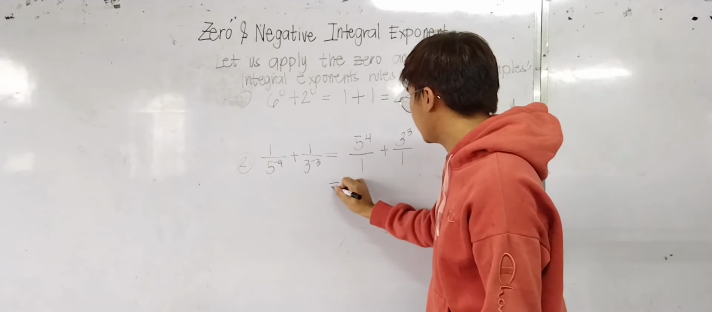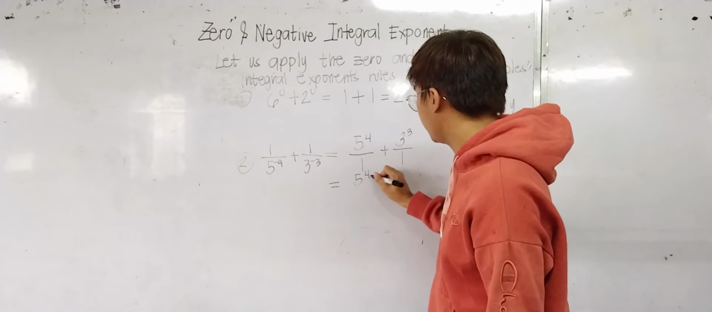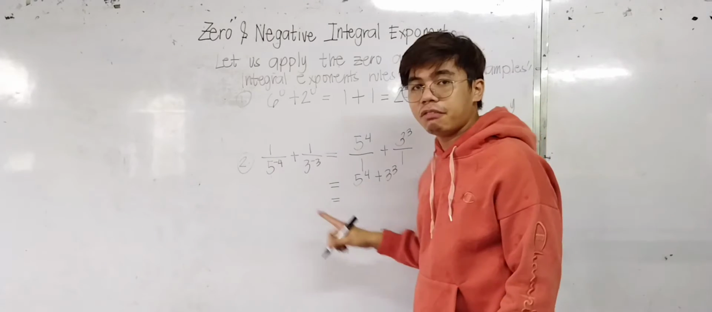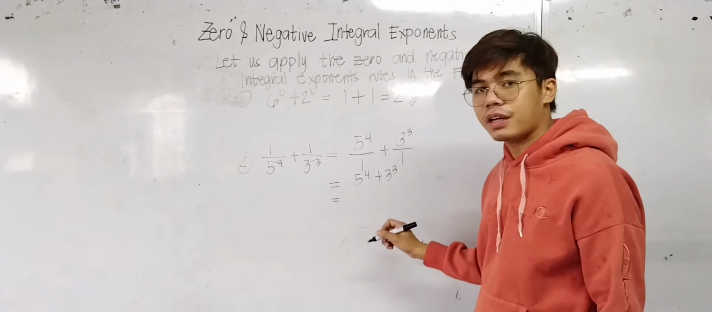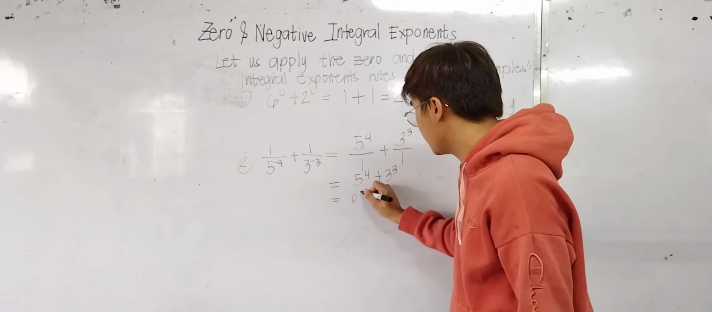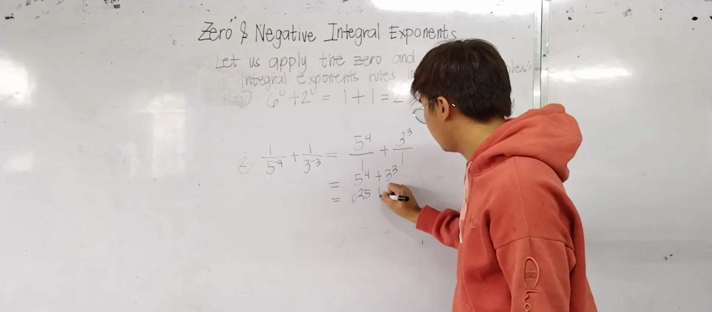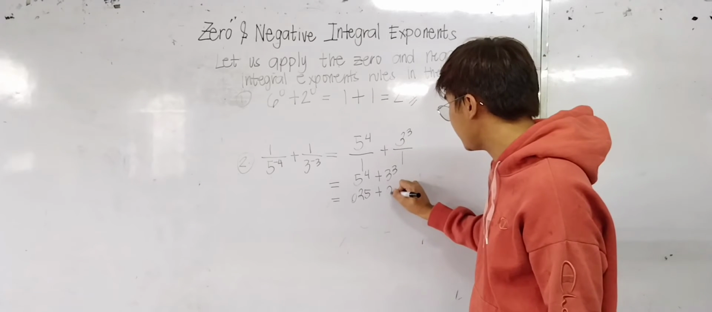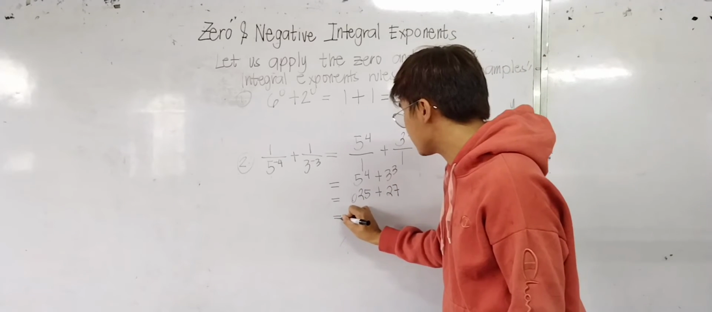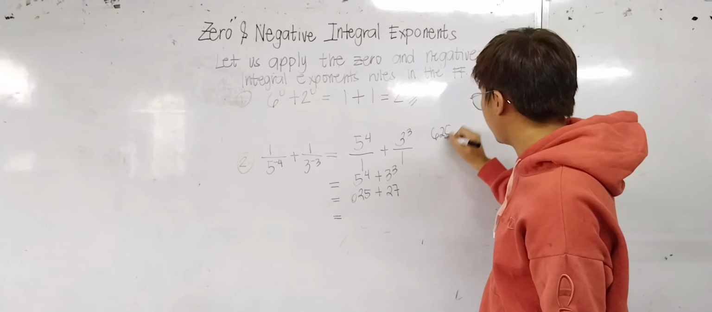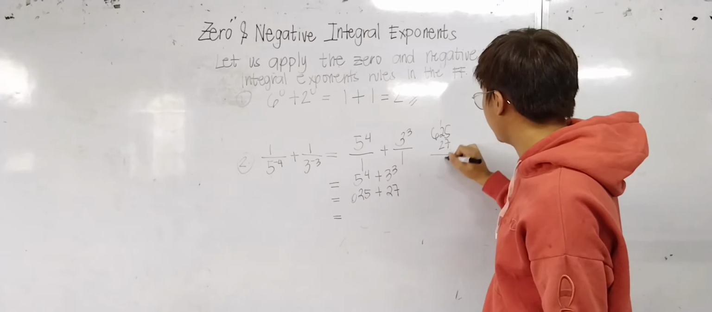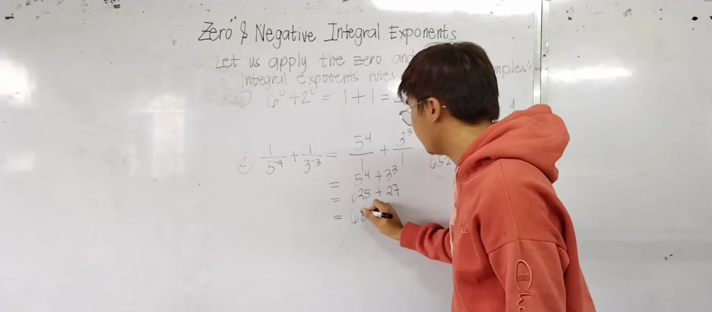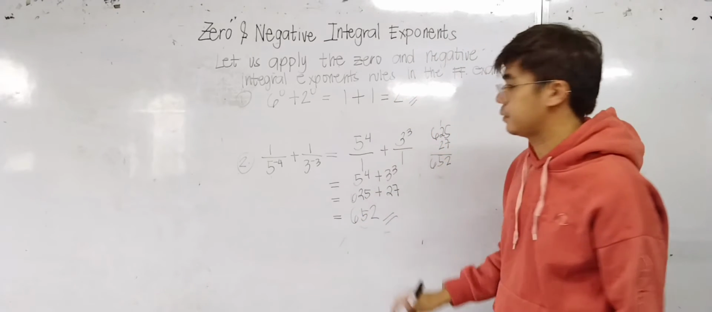So we have here the result, 5 raised to 4 plus 3 raised to 3. So we have 5 times 5 times 5 times 5, or 5 raised to 4, which is equal to 625. Plus 3 raised to 3, 3 times 3, 9, 9 times 3, we have 27. So we have the result, 625 plus 27. So we have 652 as your final answer.